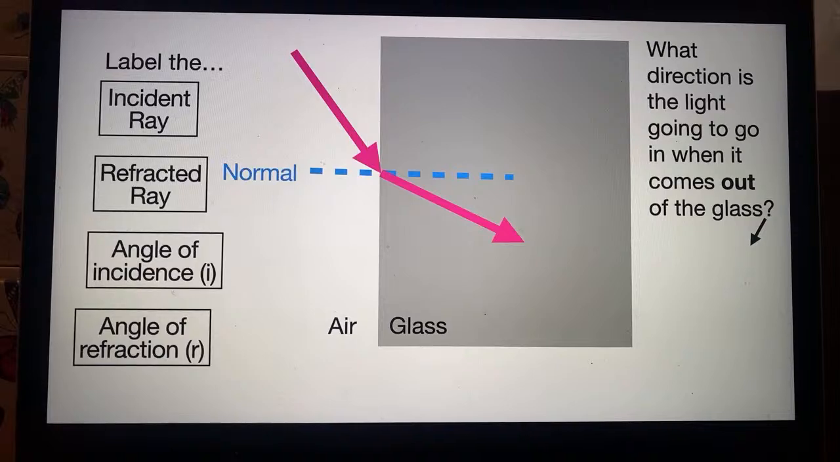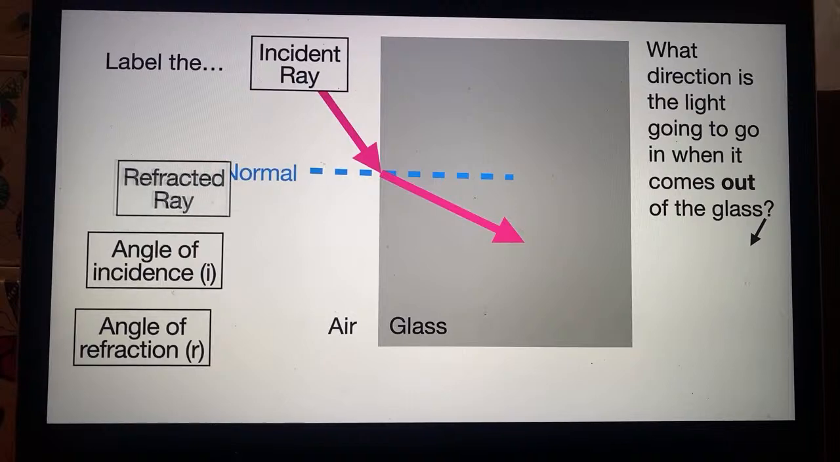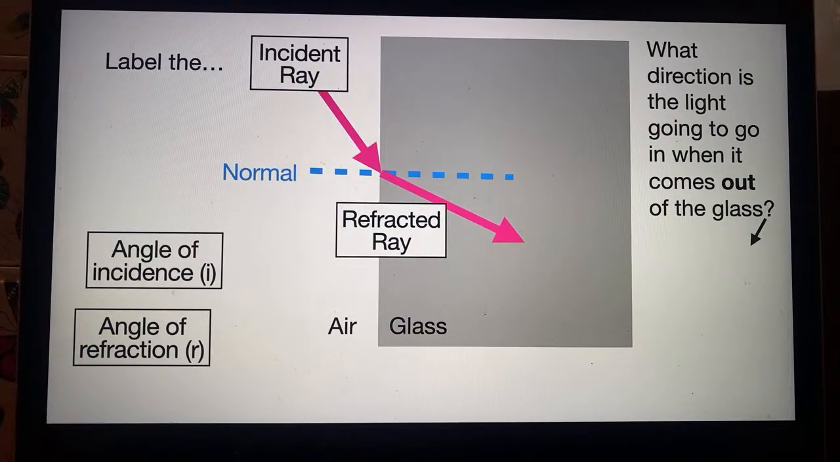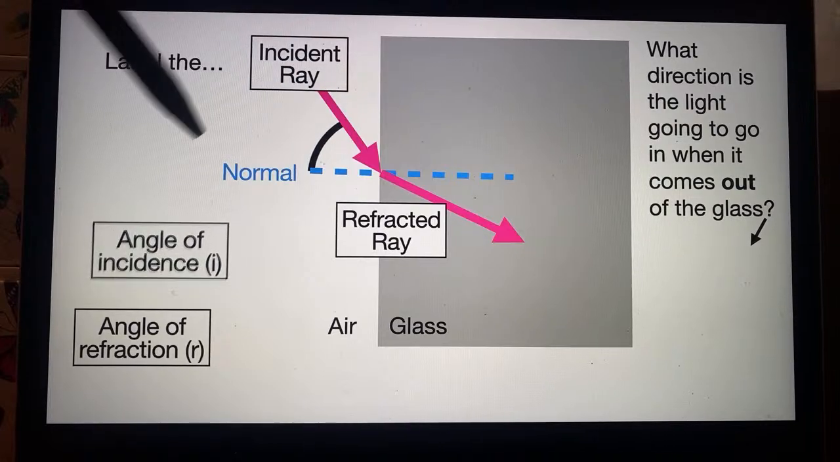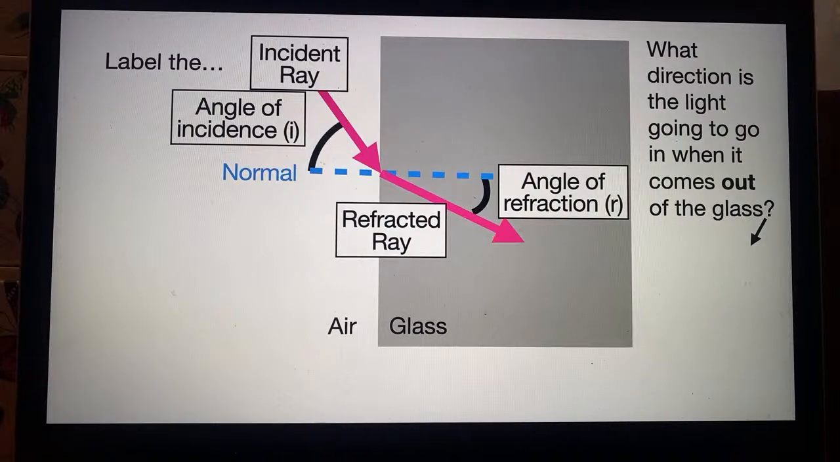All right, hopefully you were all right with the incident ray being the ray that is shining inwards, towards the glass from the object. The refracted ray is the one that has changed direction, because the ray has hit the glass. The angle of incidence is the angle between the normal and the incident ray. Be really careful, it's so easy to get confused and think that it's between the glass and the incident ray. But what is the normal there for? And the angle of refraction is between the normal and the refracted ray.